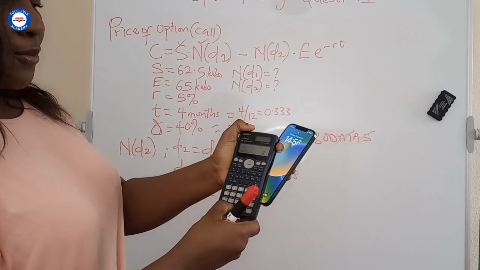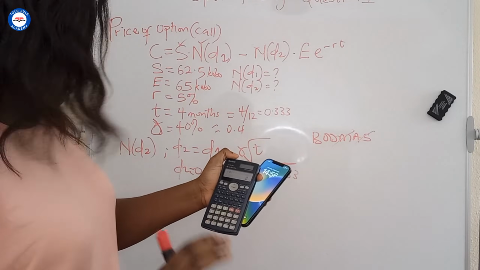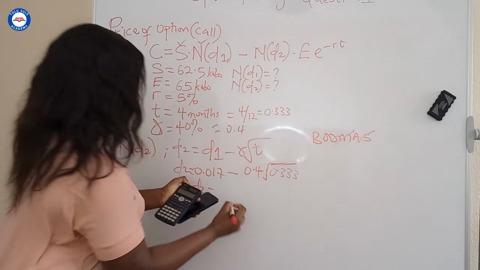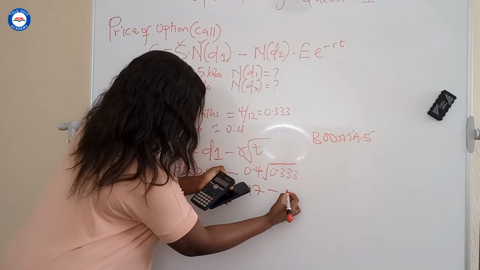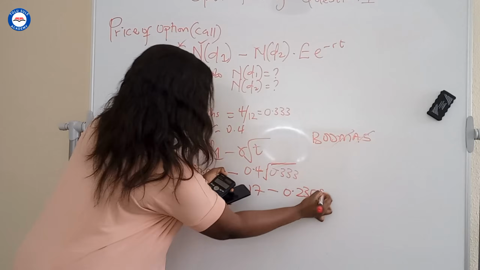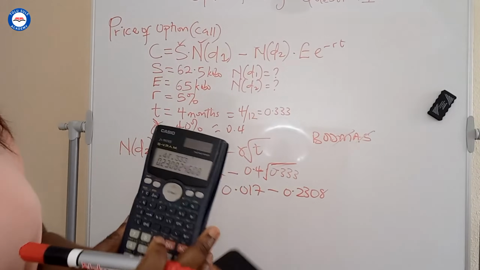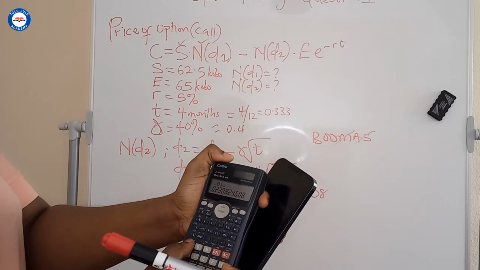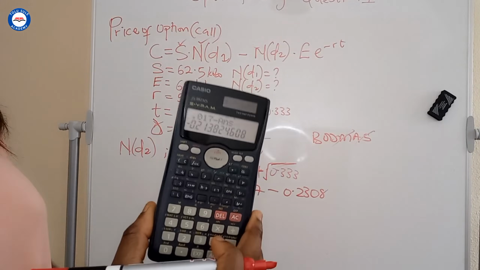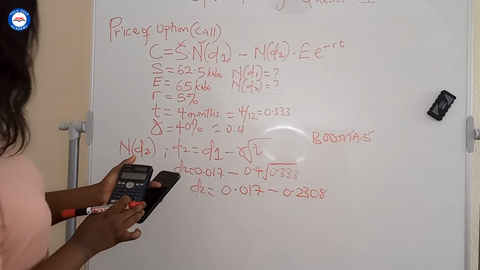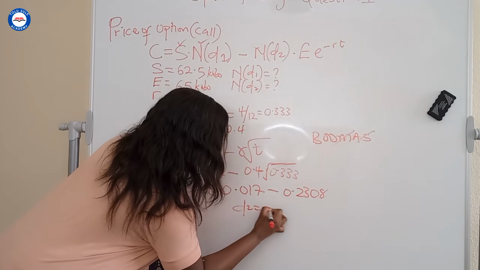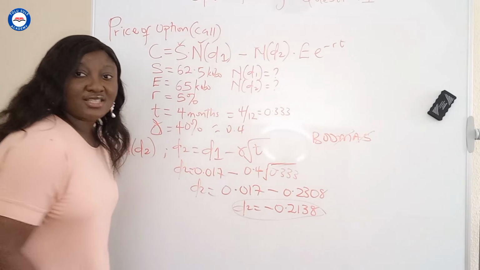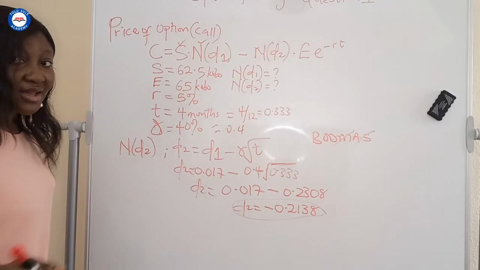Okay, so let's just do 0.4. For the people that are not too mathematics inclined, 0.4 root 0.333. You have your answer. So that's 0.017 minus 0.2308. Since we have gotten that 0.2308 as our answer, we can now say 0.017 minus that will give us minus 0.2138. D2 equals minus 0.2138. This is our D2. Thank God it's a negative, so we can demonstrate the other part of it.